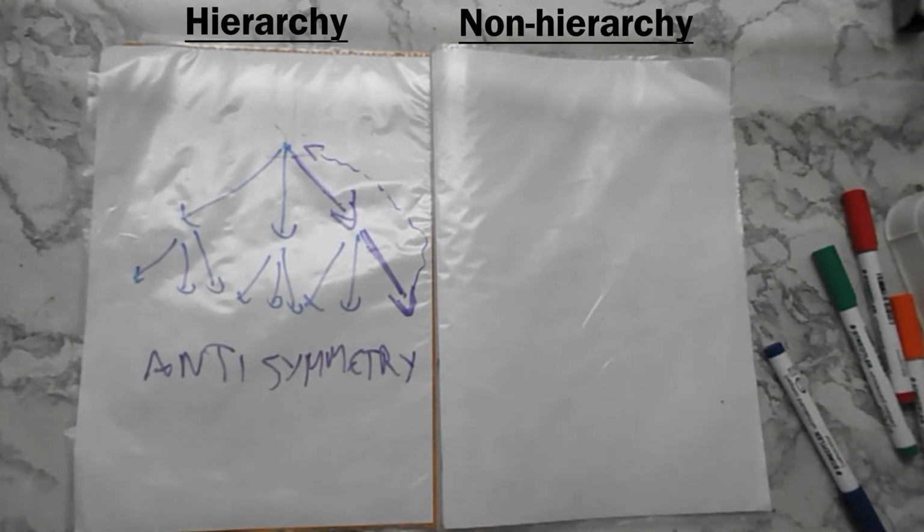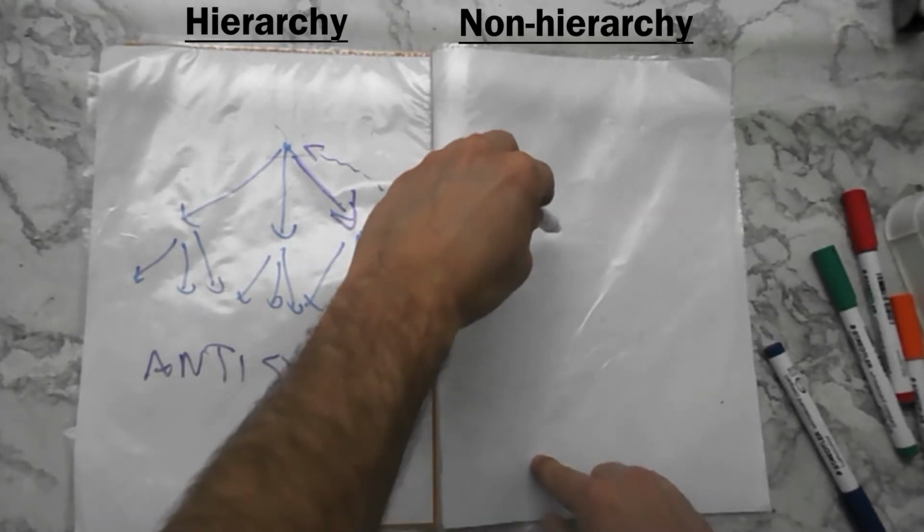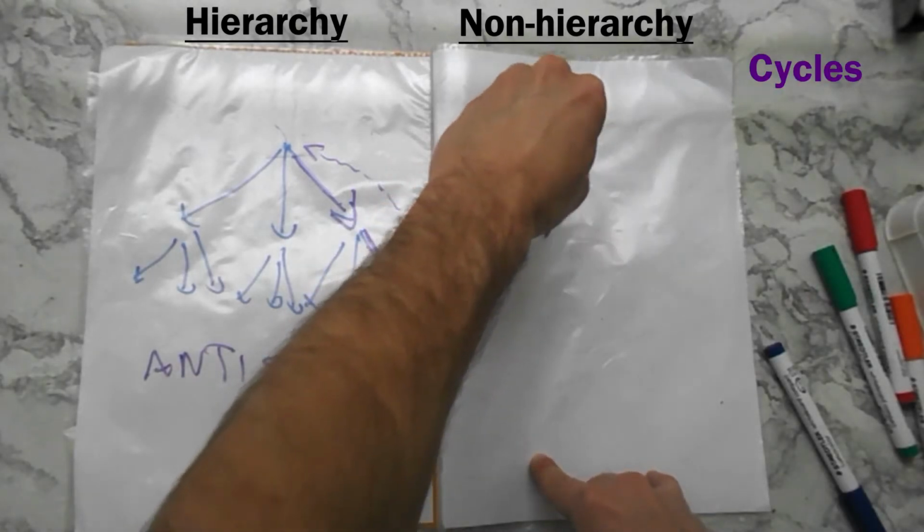Thus, one of the properties of a non-hierarchical system is that there are cycles. For example, like this.